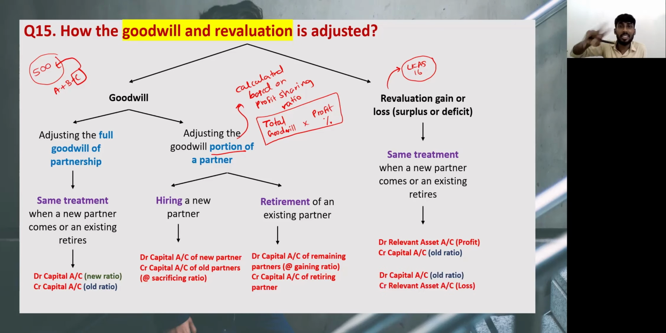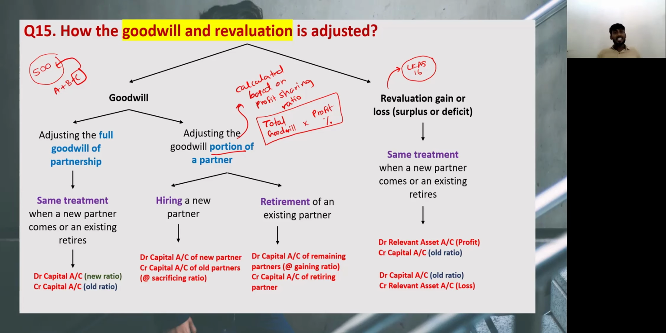In case it is a loss, equity reduces. Therefore, we are debiting that loss to the capital account, not to the current account. Keep in your mind, these goodwill and revaluation adjustments are done to the capital account. So we are debiting the capital account at the old profit sharing ratio, and crediting the relevant asset account. Why? It's a loss. Loss will reduce our asset value, my dears.